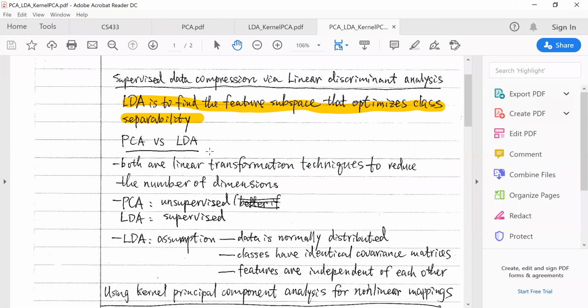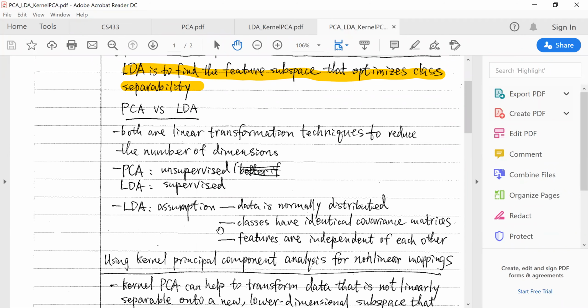And versus PCA, both are linear transformations, okay? You can reduce the number of dimensions. PCA applies to unsupervised data, LDA applies to supervised. But for LDA, just be careful. Whenever you apply LDA, its assumption is that the data should be normally distributed, and also the classes have identical covariance matrices and the features are independent of each other, okay? Because otherwise it's not going to be good to use LDA, okay?